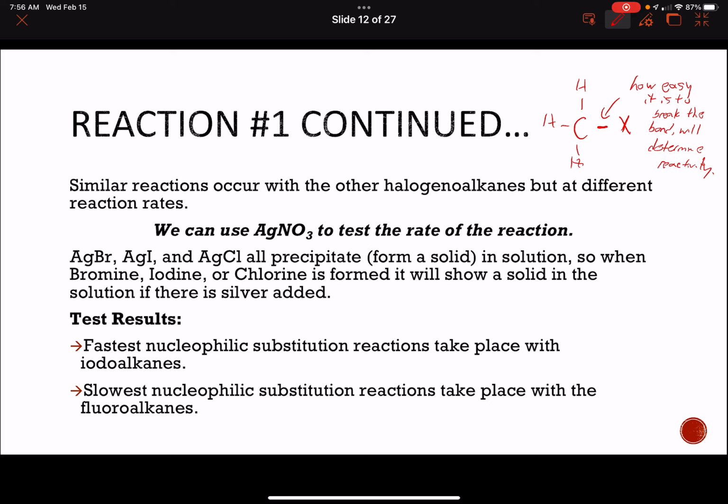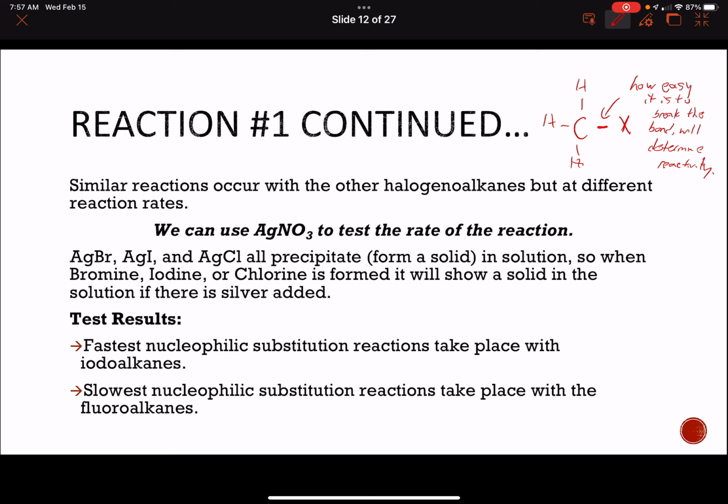So what we use is we actually use a chemical test. We use AgNO3, which is silver nitrate, to test the rate of the reaction. And in Unit 7, the final unit for this class, which is next unit, you are actually going to have to memorize the colors of all the precipitates formed with halogens and silver. And so AgBr, AgI, and AgCl all form solids in solution. You'd visibly see a solid forming. So as the reaction occurs, you'll start to see the production of a solid, of a precipitate.